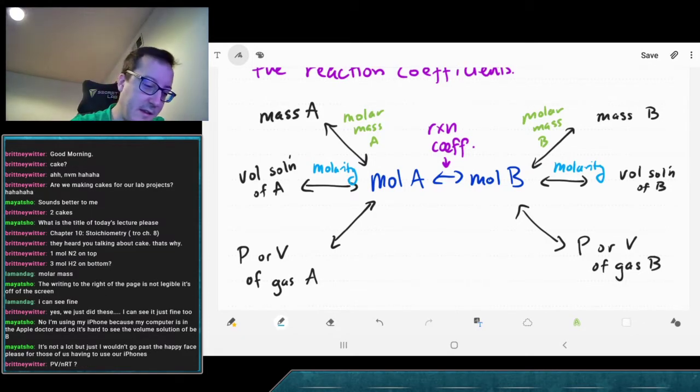Yeah, exactly, Brittany. That's exactly right. You would use the ideal gas law here.